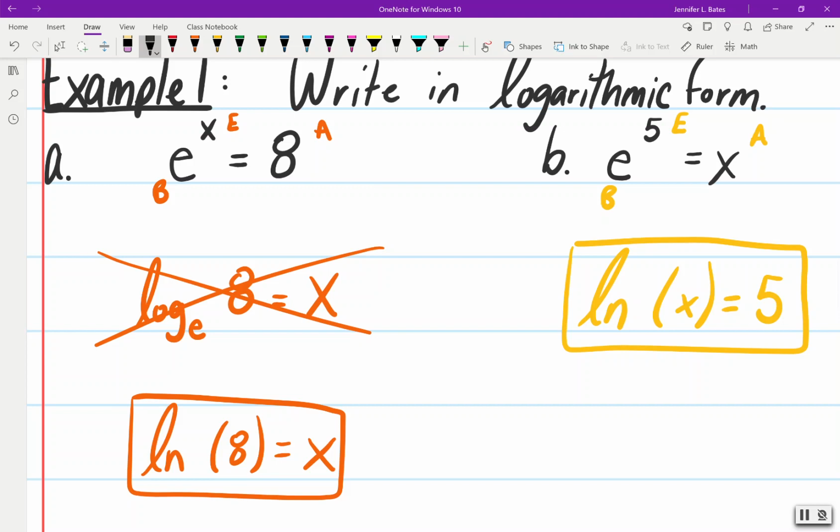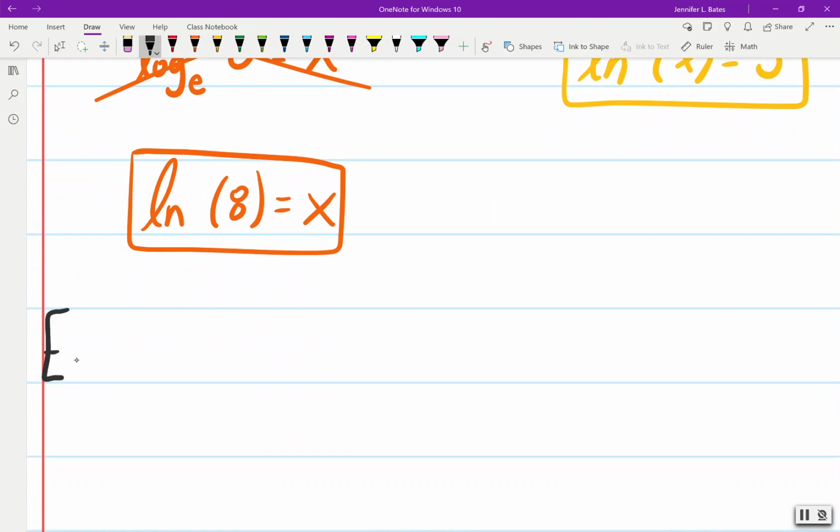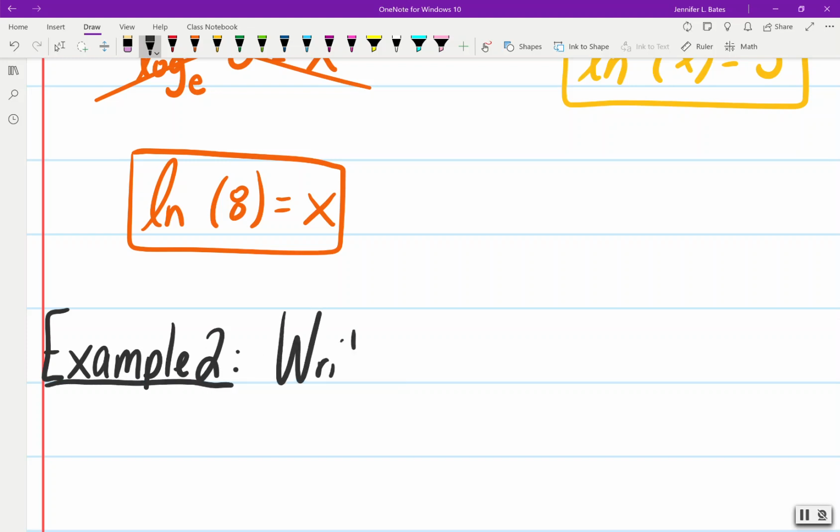Okay, now let's work backwards. So we'll call this example 2. Example 2 says write in exponential form.